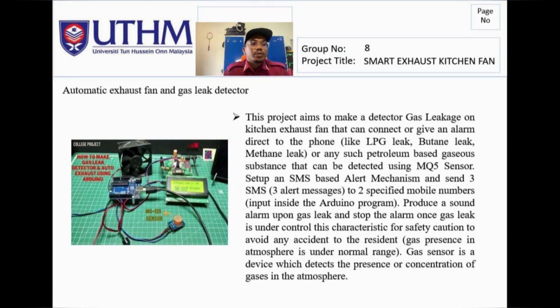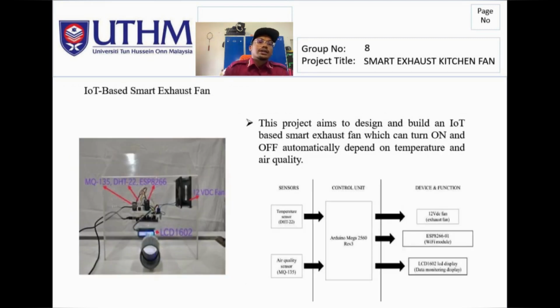Okay, it produces a sound alarm to signal the gas leak and stops the alarm once the gas leak is under control, for safety caution, to avoid any accident for the residents. Okay, we go to the next. Number 4 is about IoT-based smart exhaust fan.